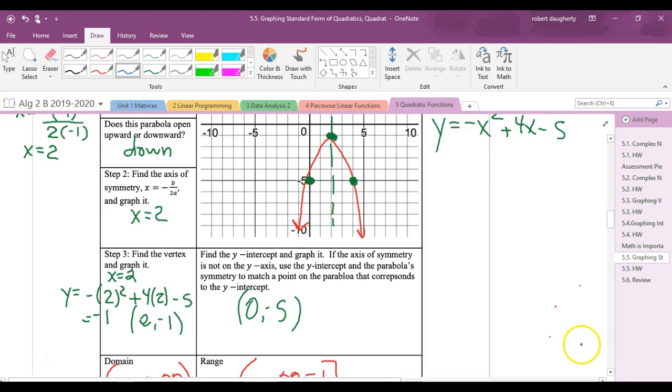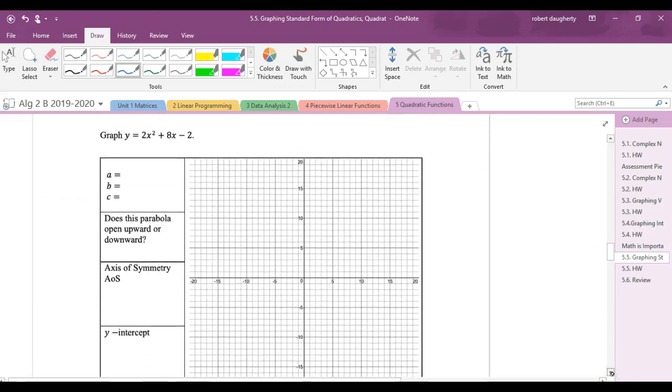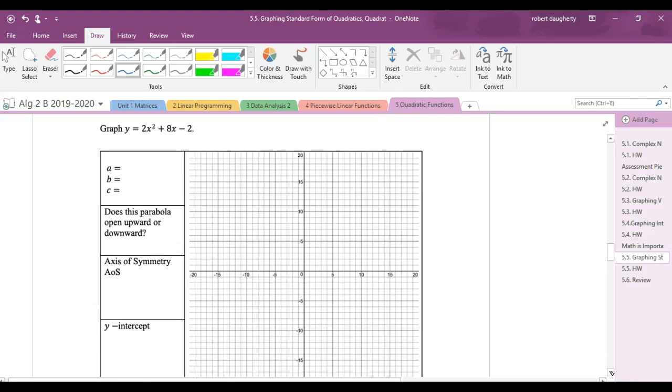So questions over that? Does that one feel harder, different? How does that one feel? They're all a little bit different, okay? Let's look at the next one.